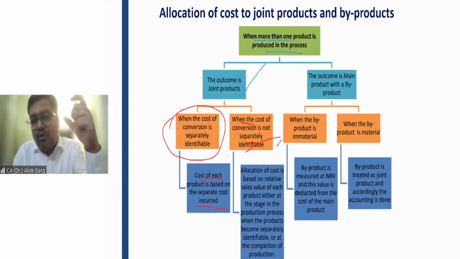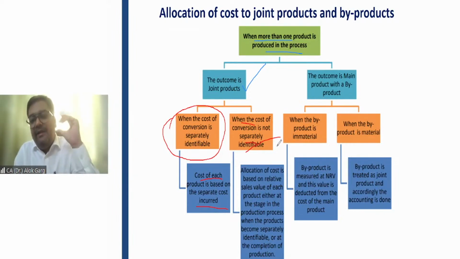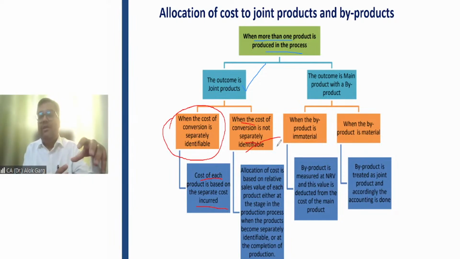I need to sell petrol at 100 rupees and diesel at 90 rupees. So what is the ratio of the selling price? 9:10. So I need to allocate my 1000 crore in the ratio of 9:10, right? So in that case, the cost needs to be allocated on the basis of relative sales value of each product, right? Is that clear?